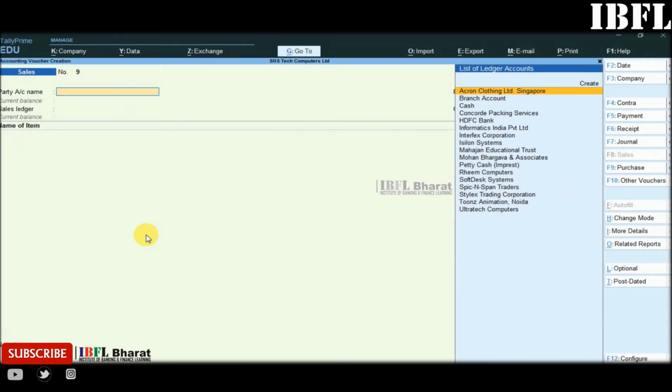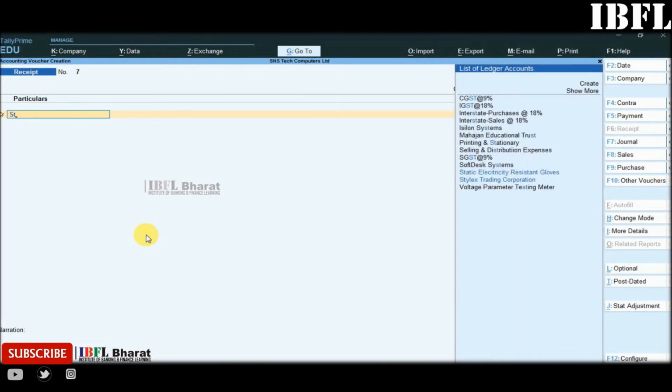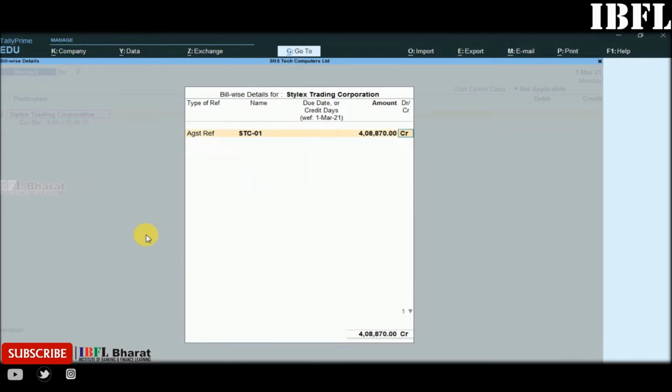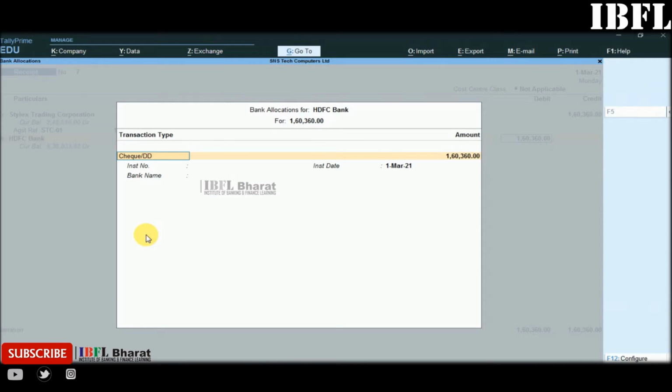Next, we are getting partial payment from Stylex Trading Corporation. Come to the receipt voucher and take the ledger of Stylex. Amount to come is 4,08,870, but we are getting 1,60,360. It is a partial payment we are getting and taking it in SDFC Bank.